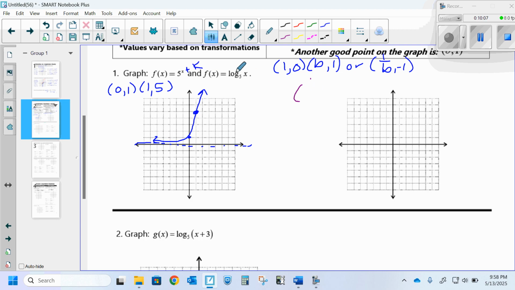So here we have log base 5 of x. So this is a log graph. This is going to have a vertical asymptote. And I'm going to write this down in just a second. So we're going to have the points 1, 0, b, 1, which is 5, 1. So 1, 0, the x-intercept, and then 5, 1. And I'm going to graph this. Let's go ahead and get the asymptote on here at x equals 0.